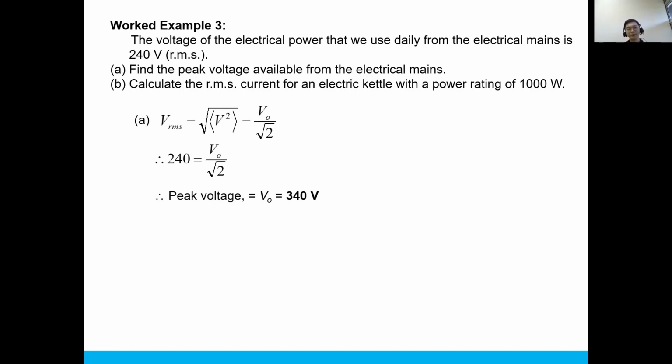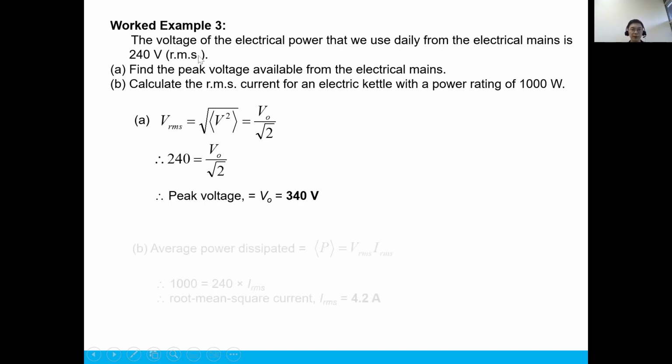There you go. So if you're asked to find the peak voltage, applying the knowledge that root mean square voltage is V naught, the peak value, over square root 2, you can substitute 240 here and we get 340 volts. Okay. So in this example, I've done two things. I reinforced for you this equation, and I've reminded you what 240 volts from the electrical mains is. It's actually the root mean square value.